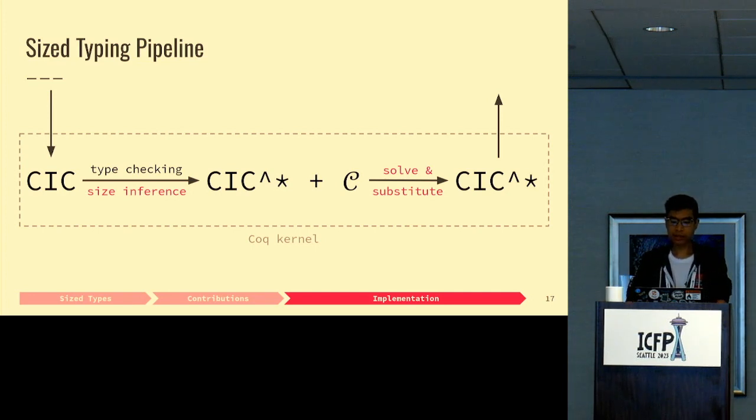To summarize what the implementation touches, here is a pipeline of how a top-level definition passes through the Coq kernel. Starting with a CIC term, it undergoes type checking and size inference in the same algorithm, yielding a CIC hat star term containing size variables along with a set of constraints that those variables must satisfy. We will then solve those constraints and unify some of the size variables to yield size expressions that are then substituted into the term. And this produces a CIC hat star term that will then leave the kernel.